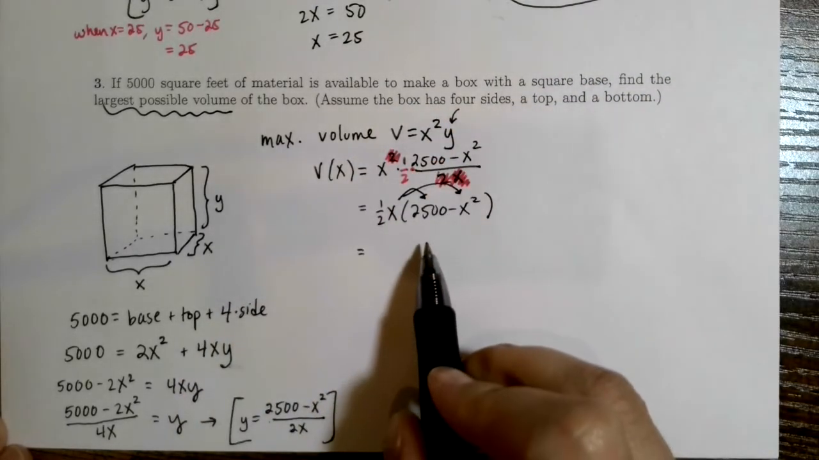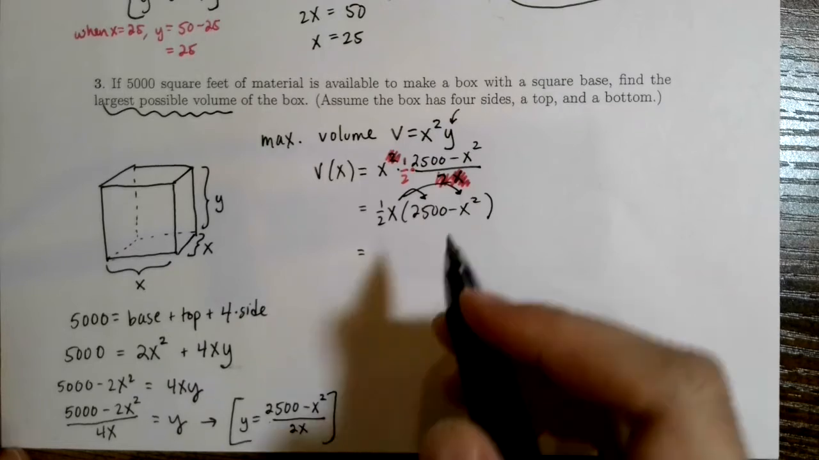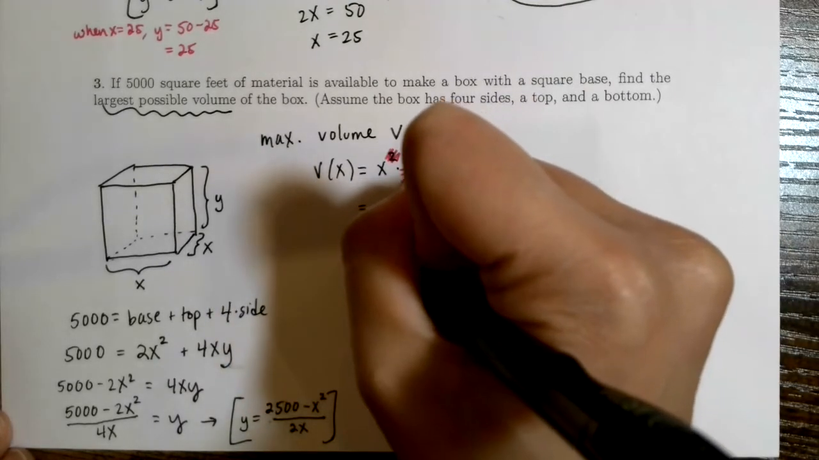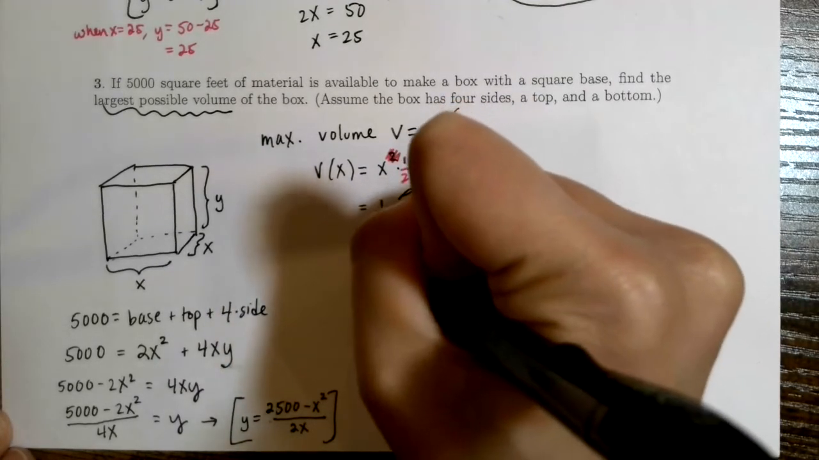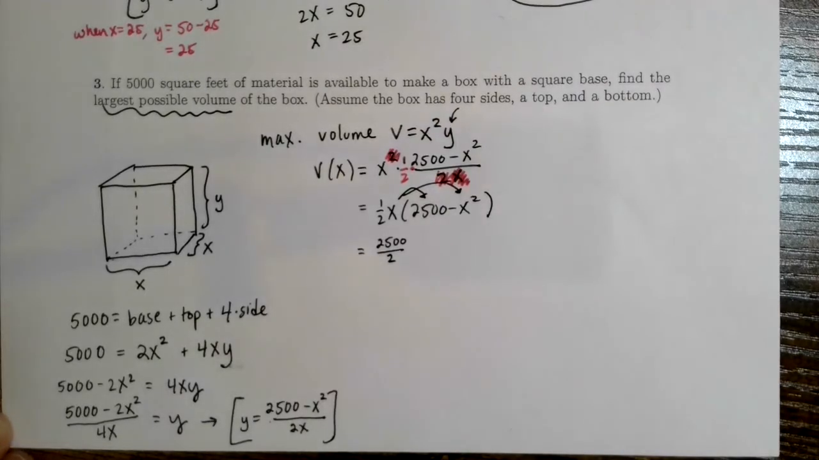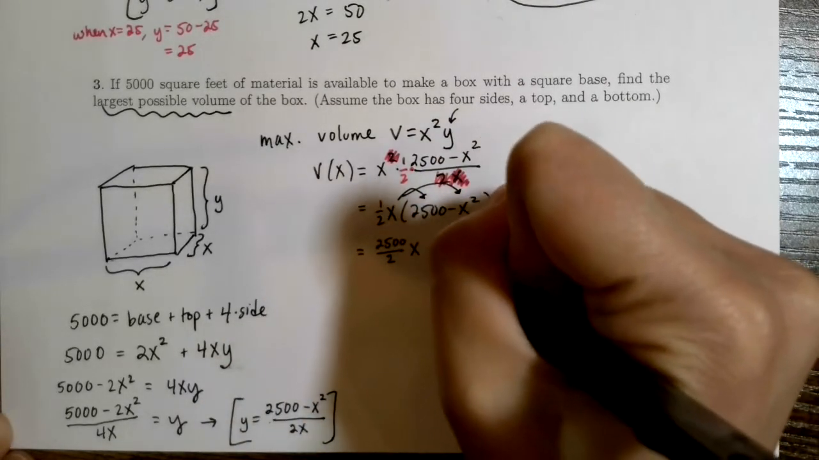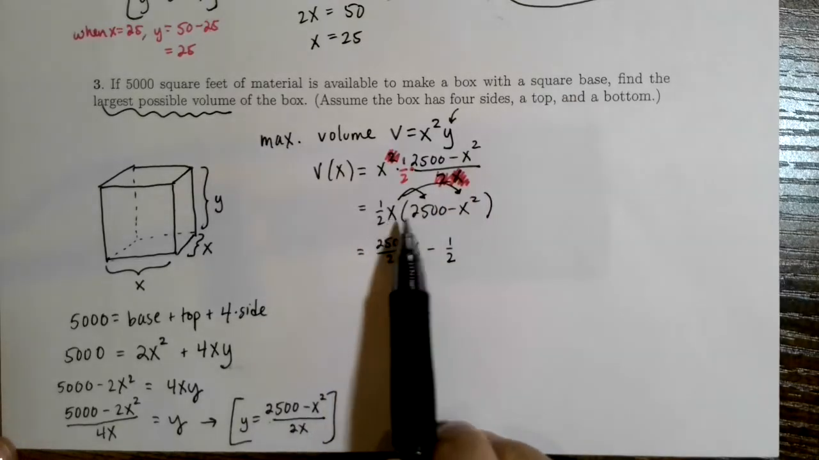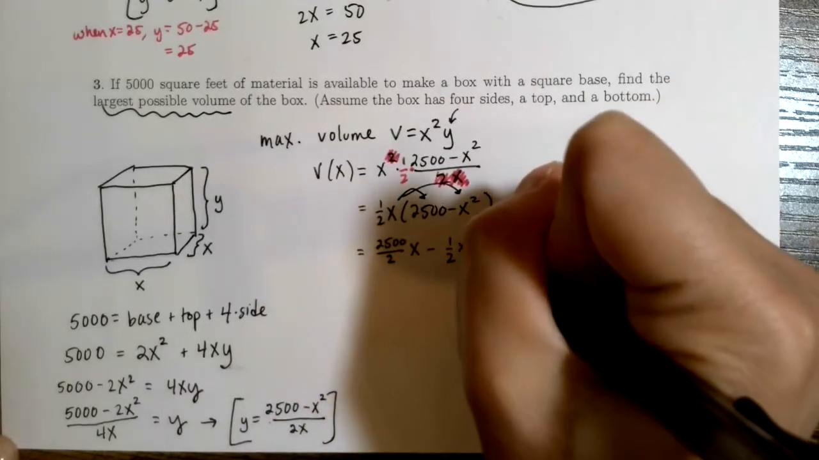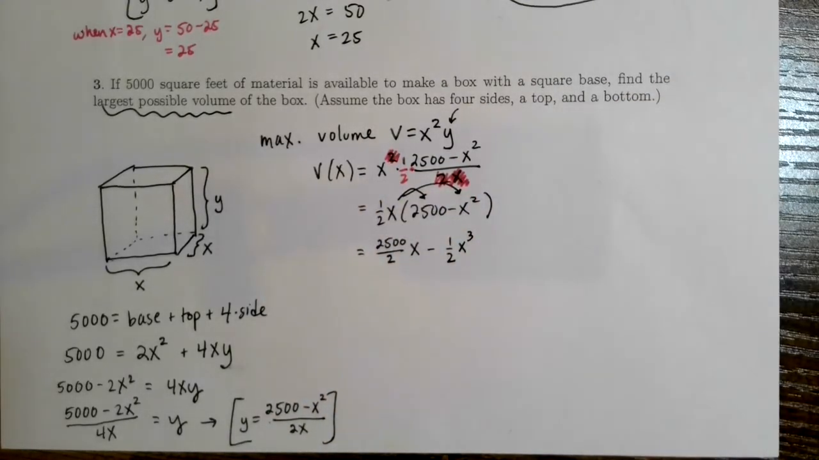All right, so that's 2,500 over 2. I'm going to leave it that way because I don't have a calculator, but you can simplify that if you want. Times x minus 1/2. So we have an x here and an x squared, so that gives me x cubed. All right, so that's roughly as good as I can get my volume formula.